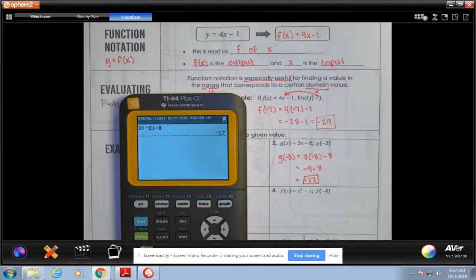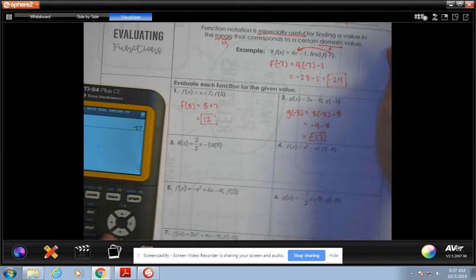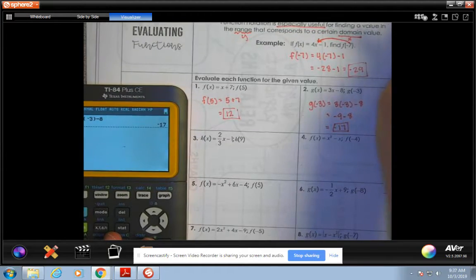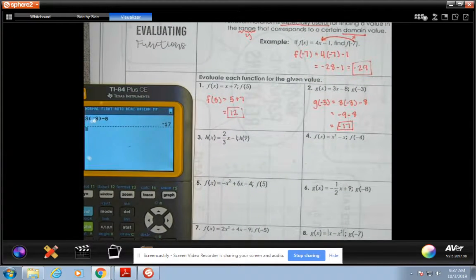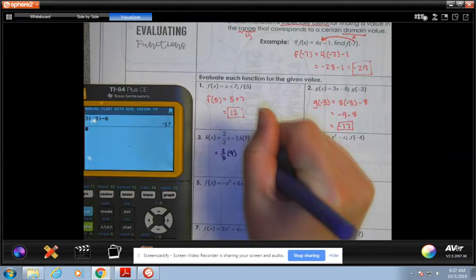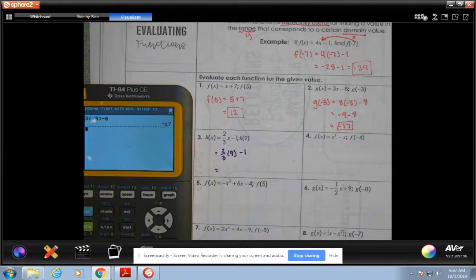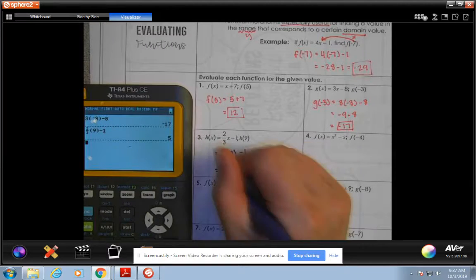We're going to do a couple more by hand, and then I'm going to show you how to put it in your calculator. Looking at number 3, it's asking us to find h of 9. So we plug 9 wherever we see x, so that's going to equal 2 over 3 times 9 minus 1. When you have a fraction, you might just want to type that in your calculator. So alpha y equals 2 over 3, parenthesis 9, close parenthesis, minus 1, and you would get 5.